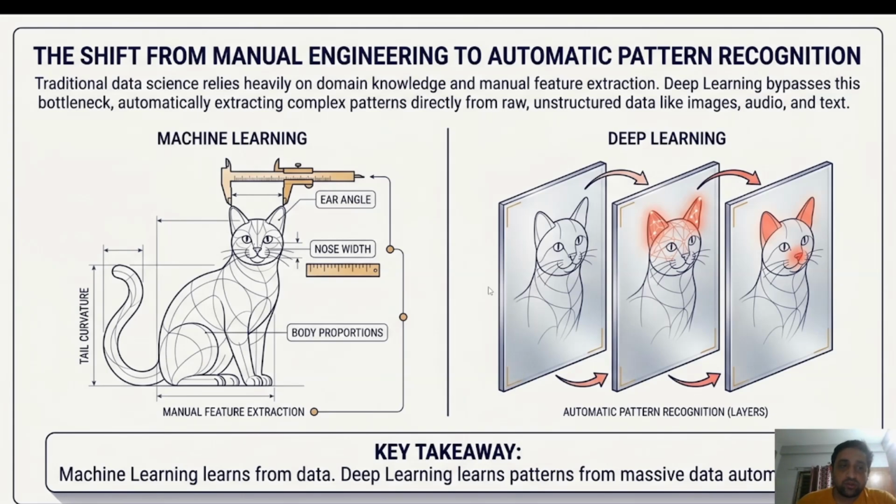Now look at the right side. Deep learning. You just show the model millions of cat photos. No manual measurements, no human definitions. The model's layers automatically learn to detect edges, then shapes, then ears, then the full concept of cat, all by themselves.